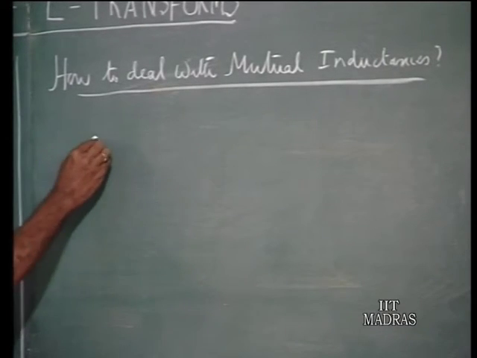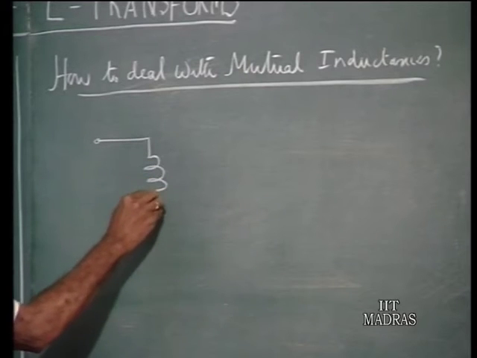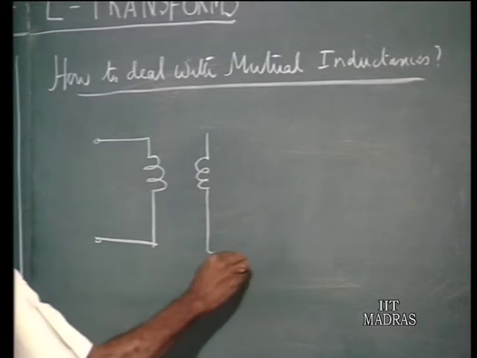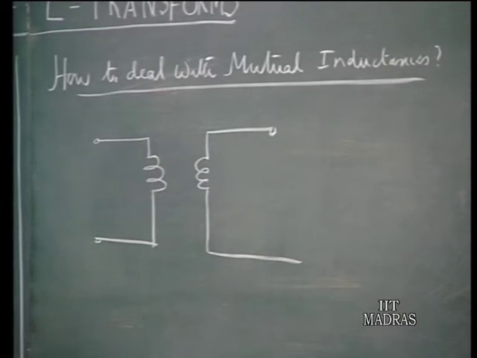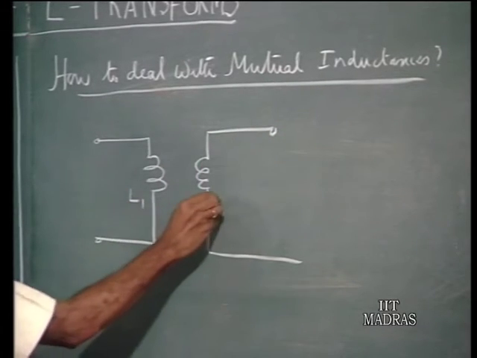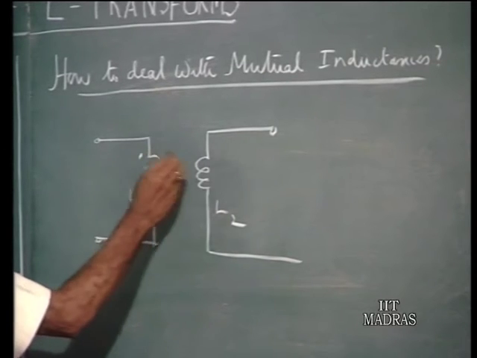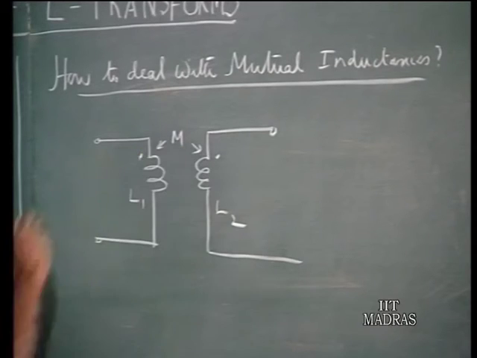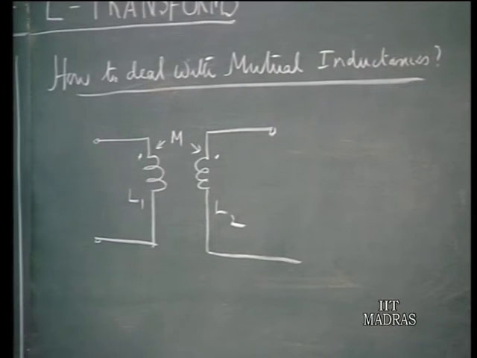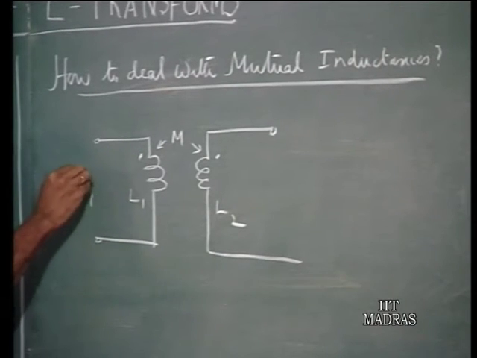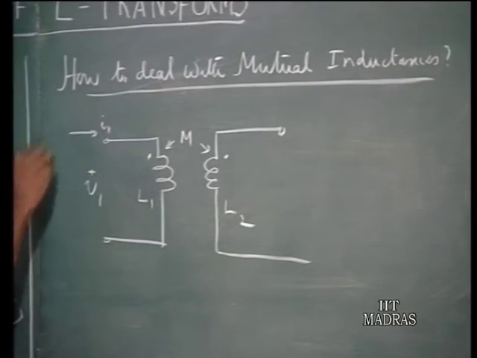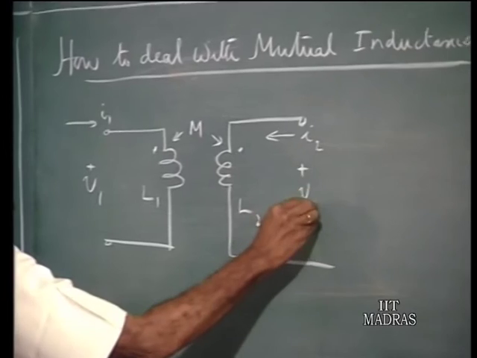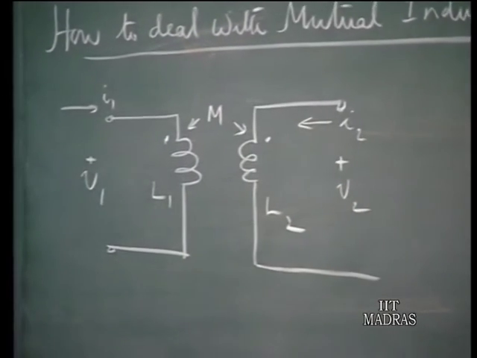So, suppose I have two coupled coils having self inductances L1 and L2. These are the dot points and they have a mutual inductance M between them, and let me say the voltages and the currents of the two coils are indicated as given here.